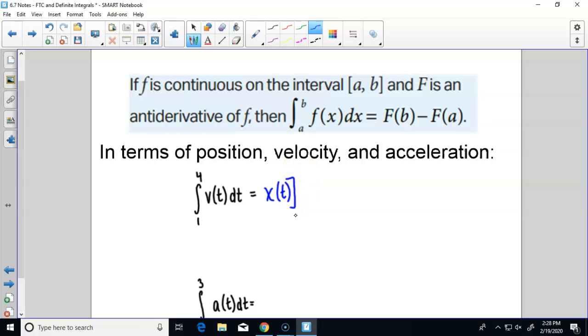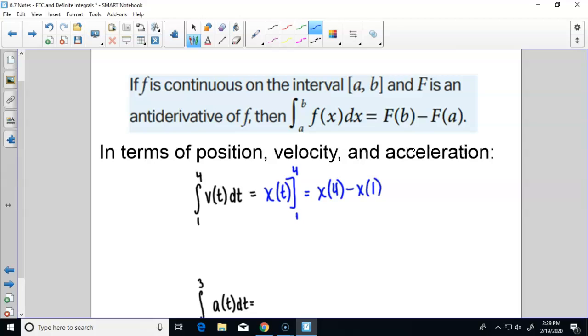And I'm going to write it like this because this is some notation we're going to see. I would be the position from 1 to 4. And to evaluate that, I would take x of 4 minus x of 1. So this would be position at 4 minus position at 1. Okay, so that would be an application of the fundamental theorem of calculus here.